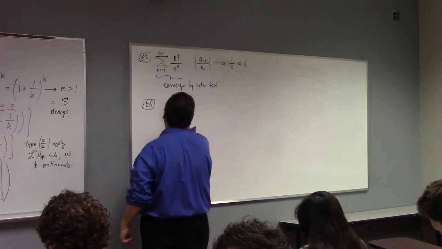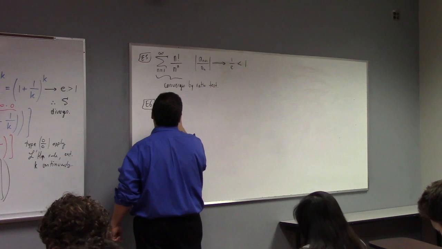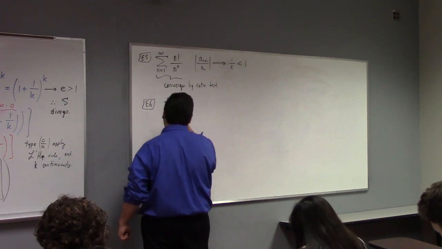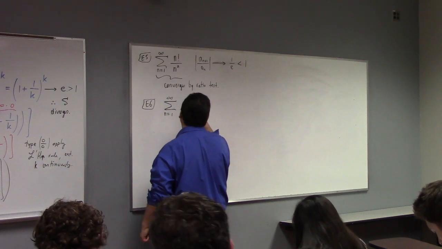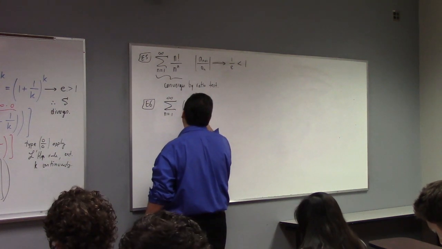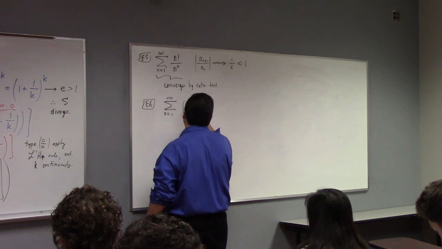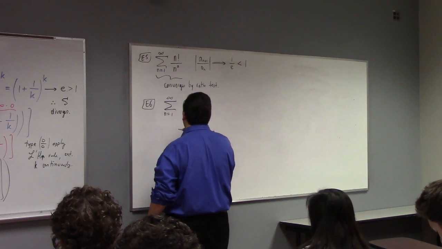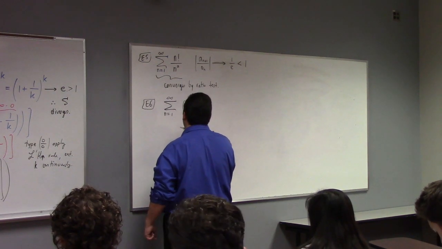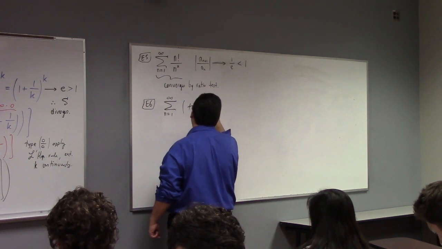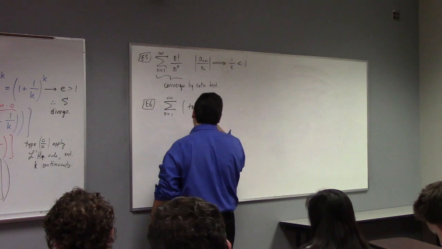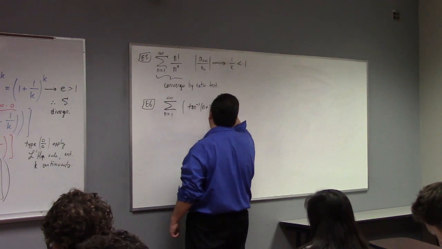All right, let's suppose we've got the sum n equals 1 to infinity of, oh, I don't know, let me think about this. The inverse tangent of n plus 3, raised to the n power.